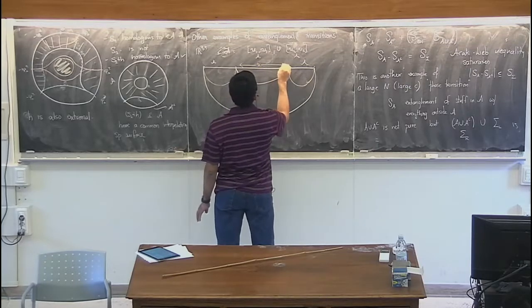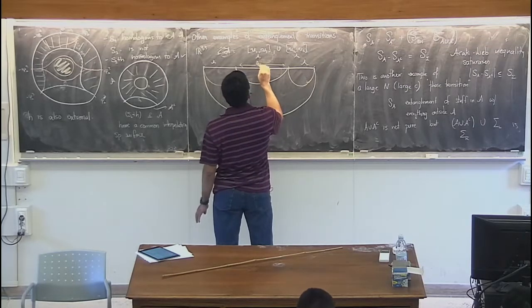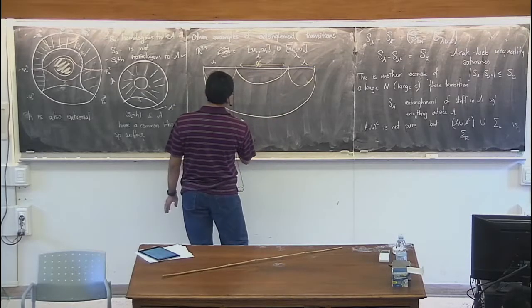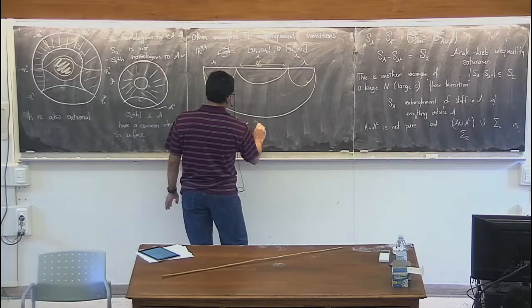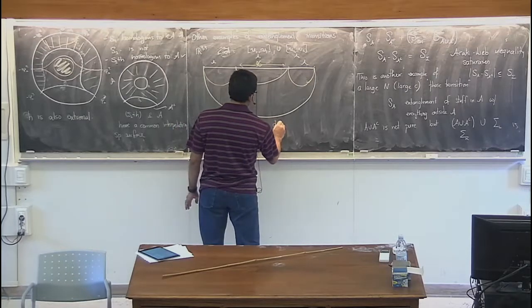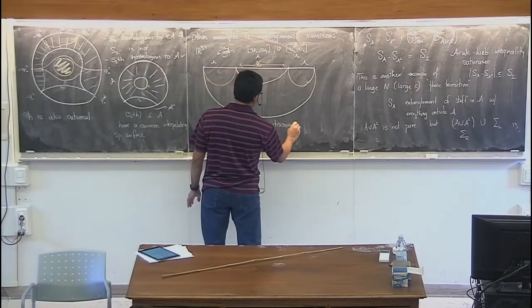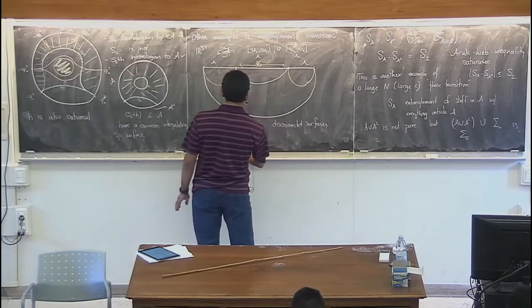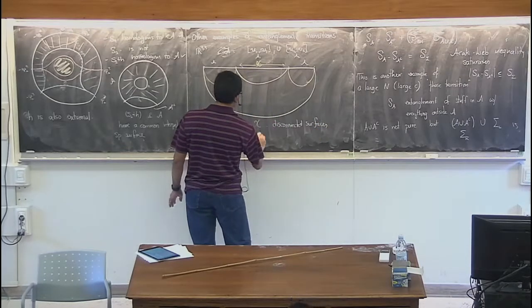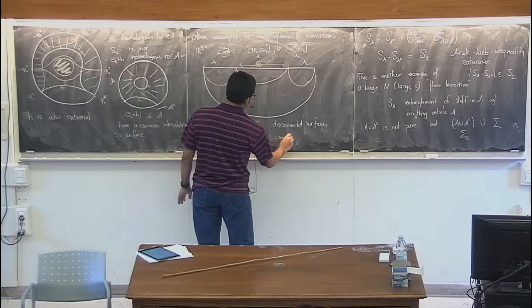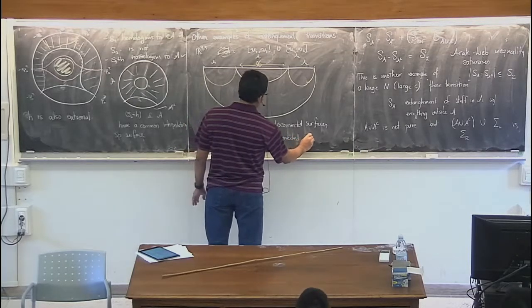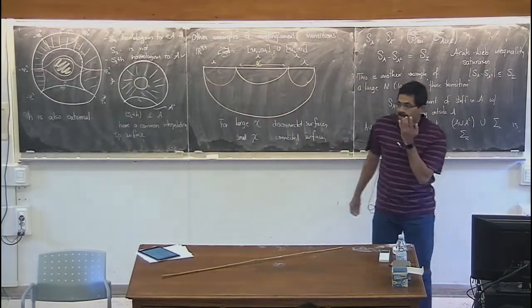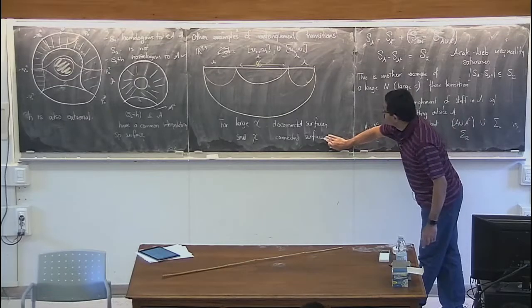Oh, my chi looks like an X. So for large chi, we have disconnected surfaces. For small chi, we have a connected, single surface.